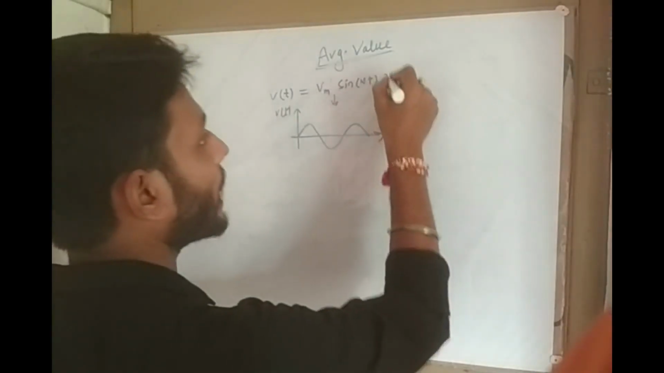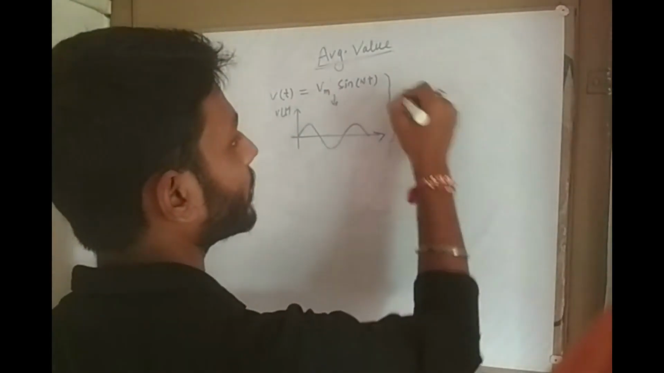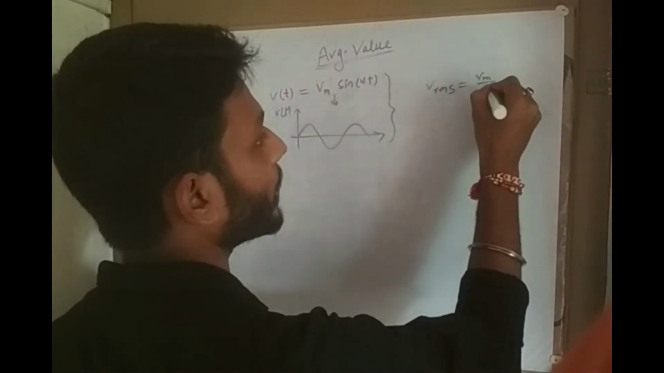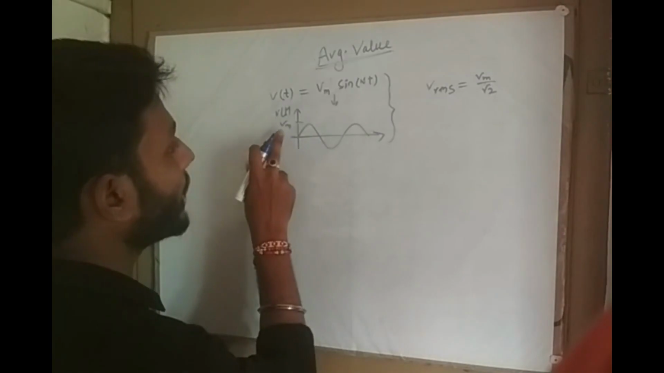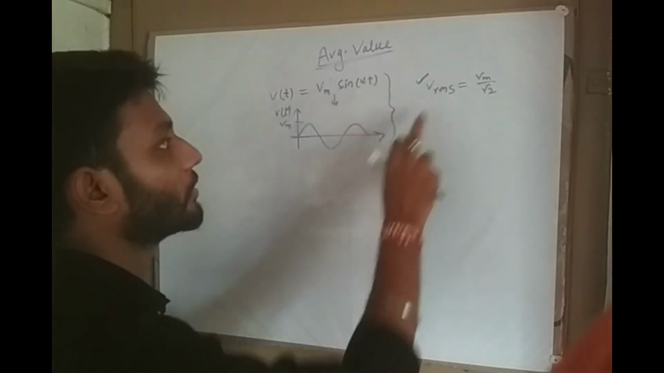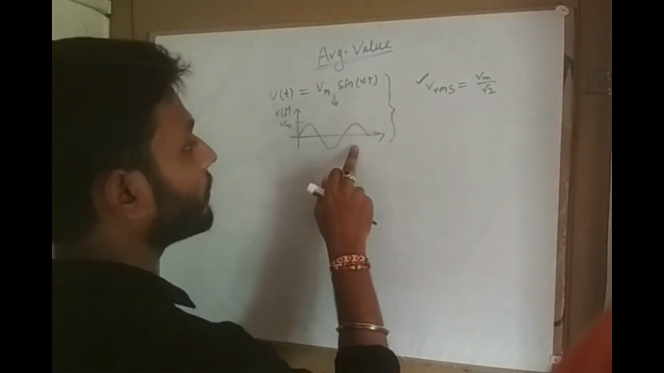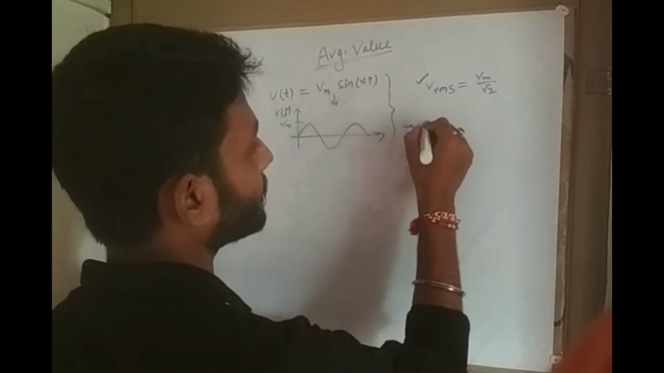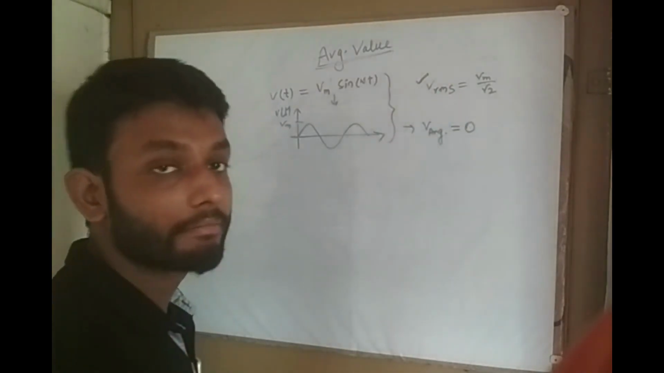Now if we are asked to find the average value, we have already seen the RMS value. For this type of signal, Vrms was Vm divided by root 2. This maximum value Vm divided by root 2 gives the RMS value. But what will be the average value for this type of signal? For this type of signal, the V average will be equal to 0. Why?